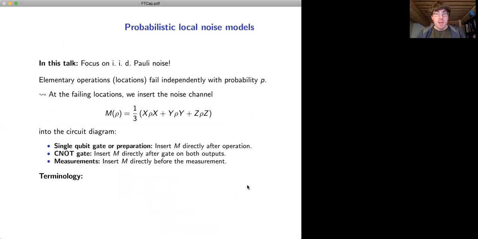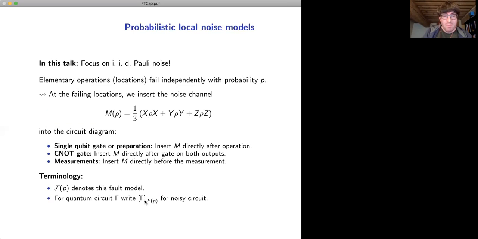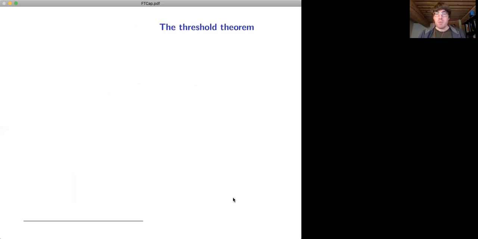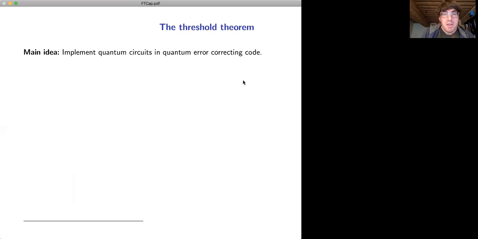Okay, let me fix some terminology. I denote by FP this noise model, and by gamma subscript FP the noisy circuit, which will be some quantum channel. Next, I need to review a theorem, which is the most important theorem in fault tolerance, I guess, the threshold theorem. So to protect a circuit from noise, the main idea is to implement the circuit in a quantum error correcting code.